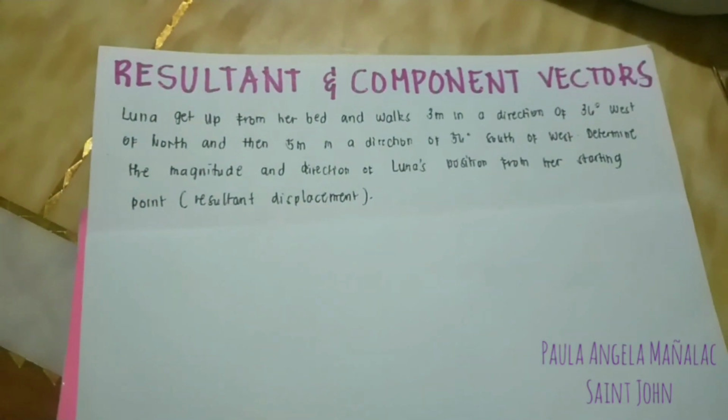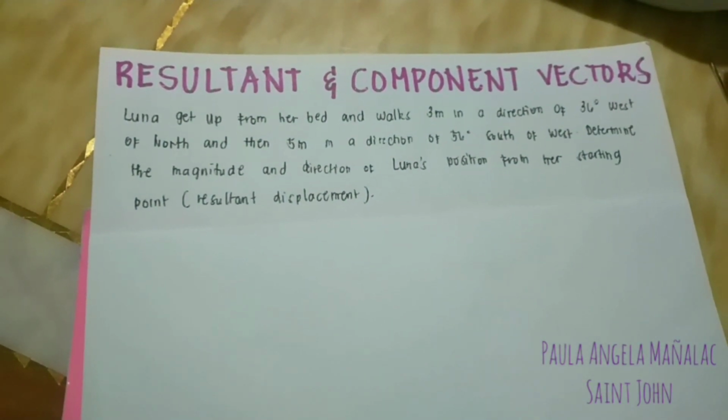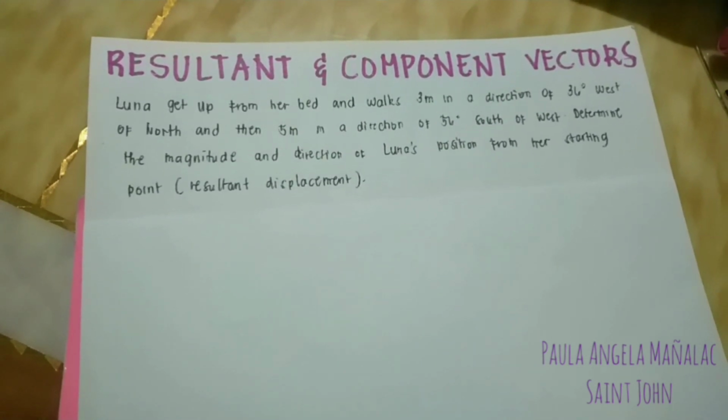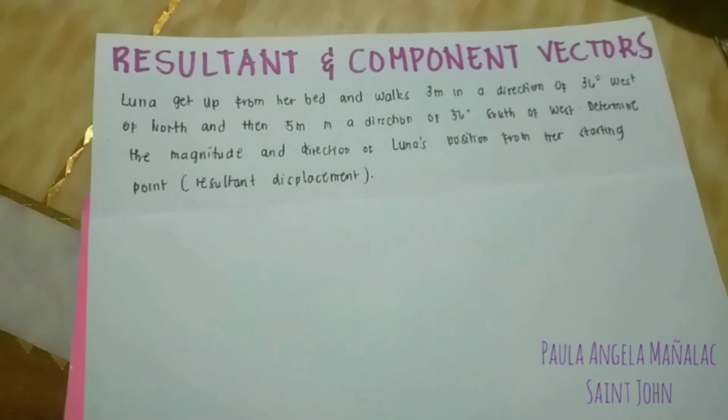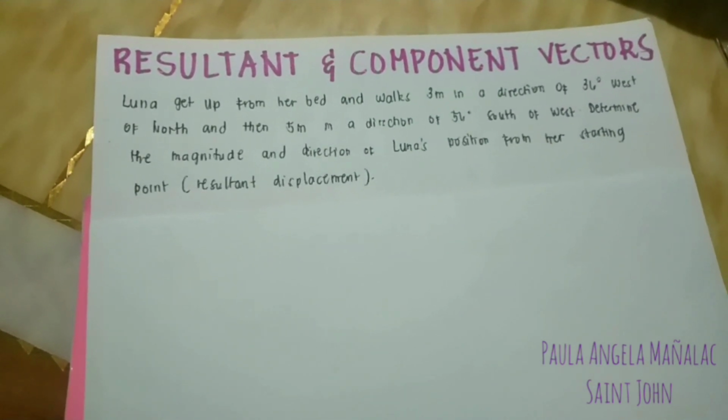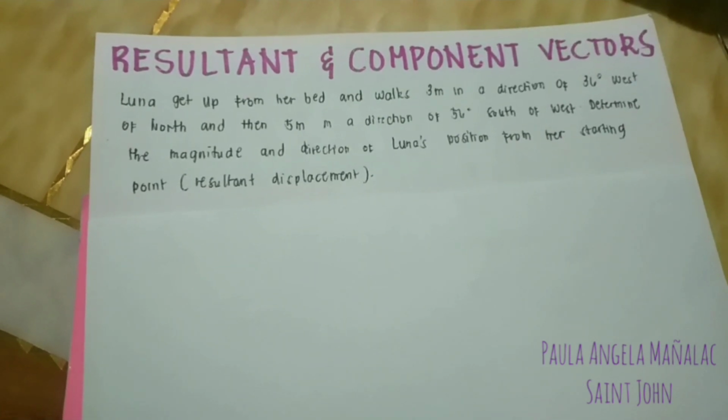In this video, we will talk about the resultant and component vectors. Luna gets up from her bed and walks 3 meters in a direction of 36 degrees west of north, and then 5 meters in a direction of 56 degrees south of west. Determine the magnitude and direction of Luna's position from her starting point.